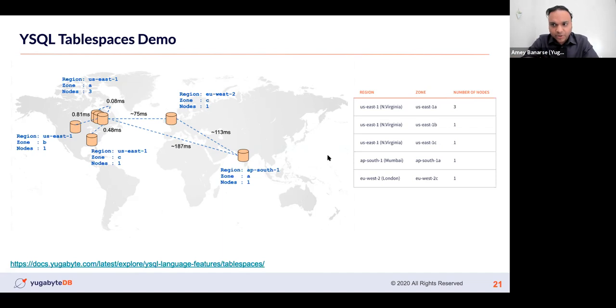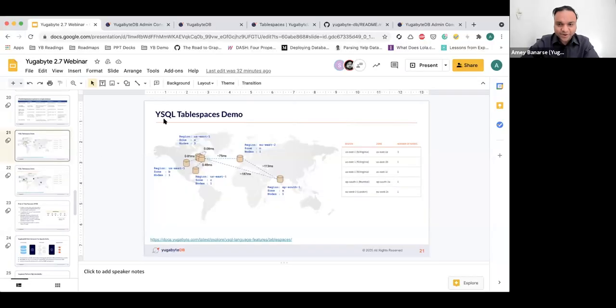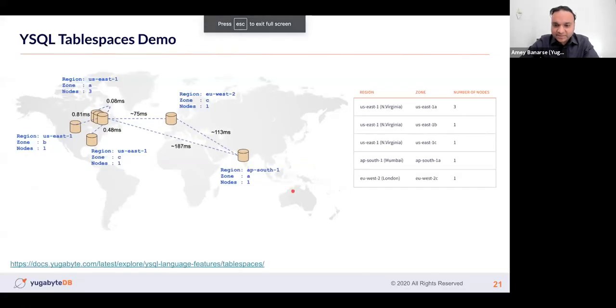So we're going to spend about a couple of minutes doing a demo of how YSQL table spaces would work. Thanks, Sudha. Let me quickly share. Okay. And as you can see, what we have done in this demo is that we've actually created a multi-region deployment cluster of Yugabyte.